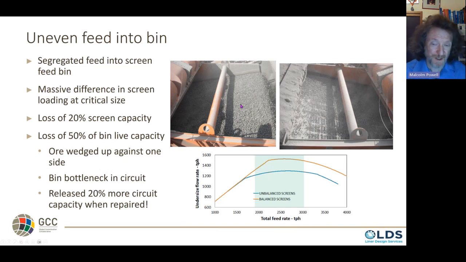And the consequence is one overloaded screen. There are 2 screens at the bottom. One overloaded, the other underloaded. We did the surveys. We measured the capacity. We modeled the capacity if both were evenly fed, and it indicated 20% more capacity. And that was achieved by changing the feed. So we put a deflector at the top and made sure it fell centrally into the bin, better mixed, 20% more capacity. And that was a limit on the entire circuit. So we took away a bottleneck and opened up the capacity in the circuit.